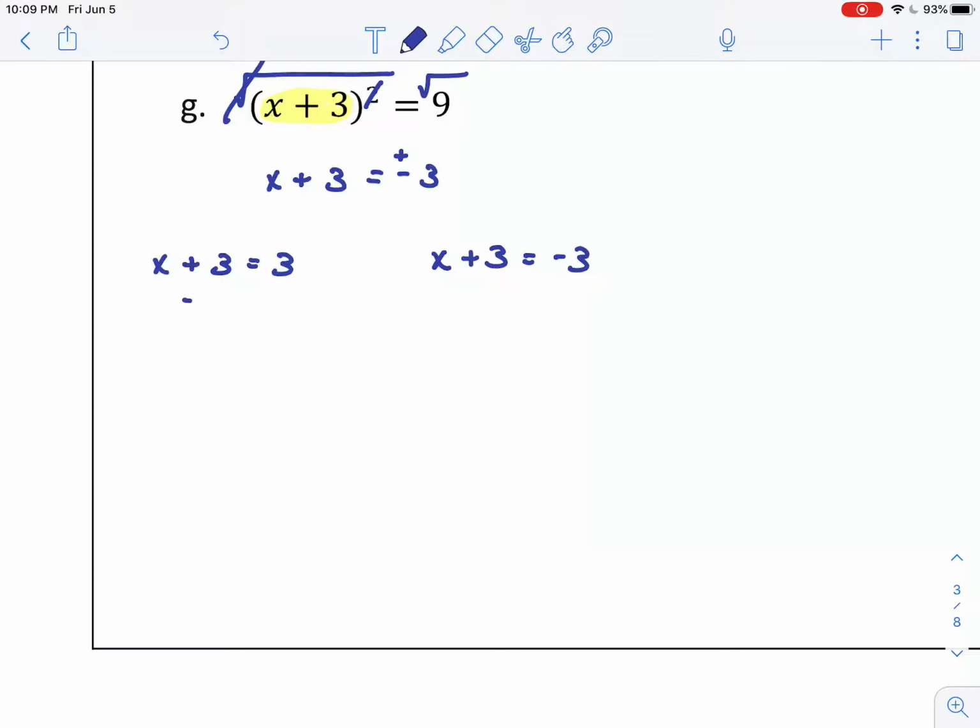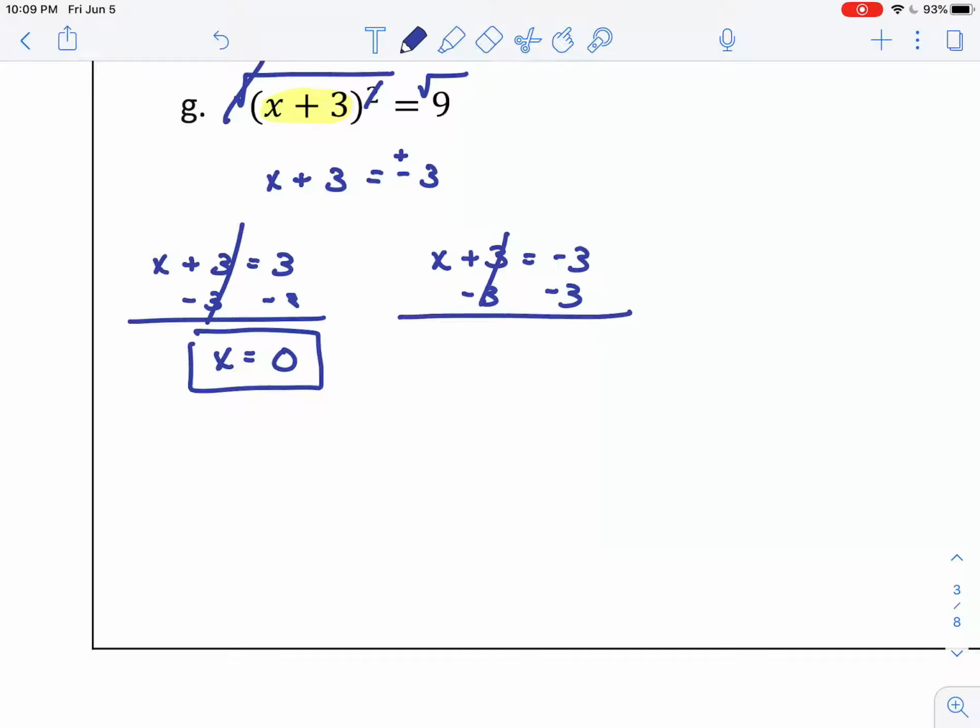And so both of them will need to have 3 subtracted from both sides. One solution will give 0. When I subtract 3 here, I'm going to get negative 6. So the two solutions are 0 and negative 6.